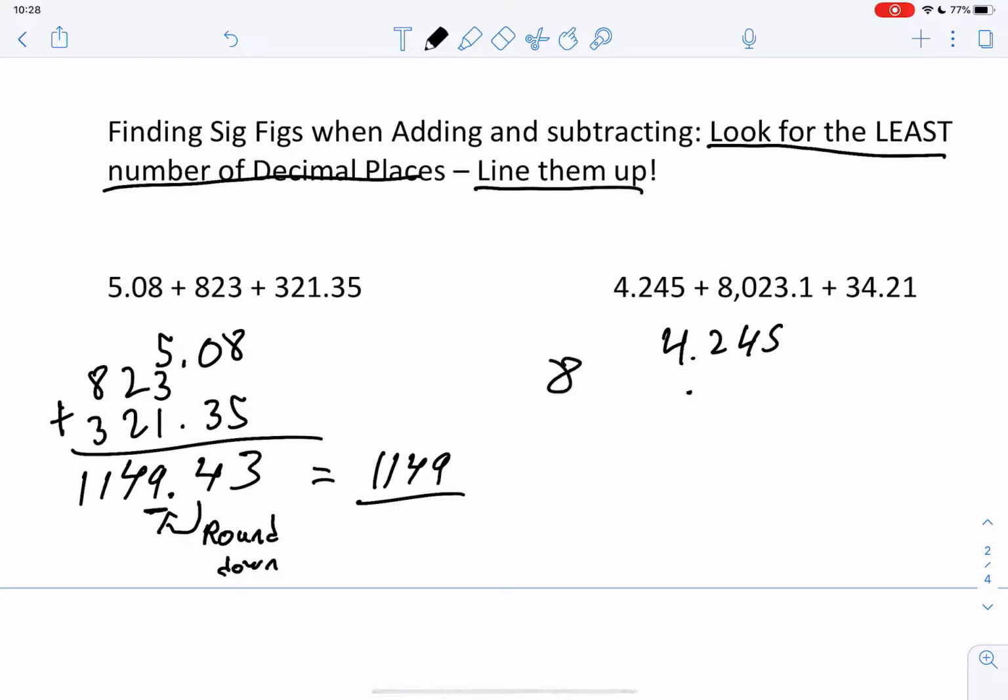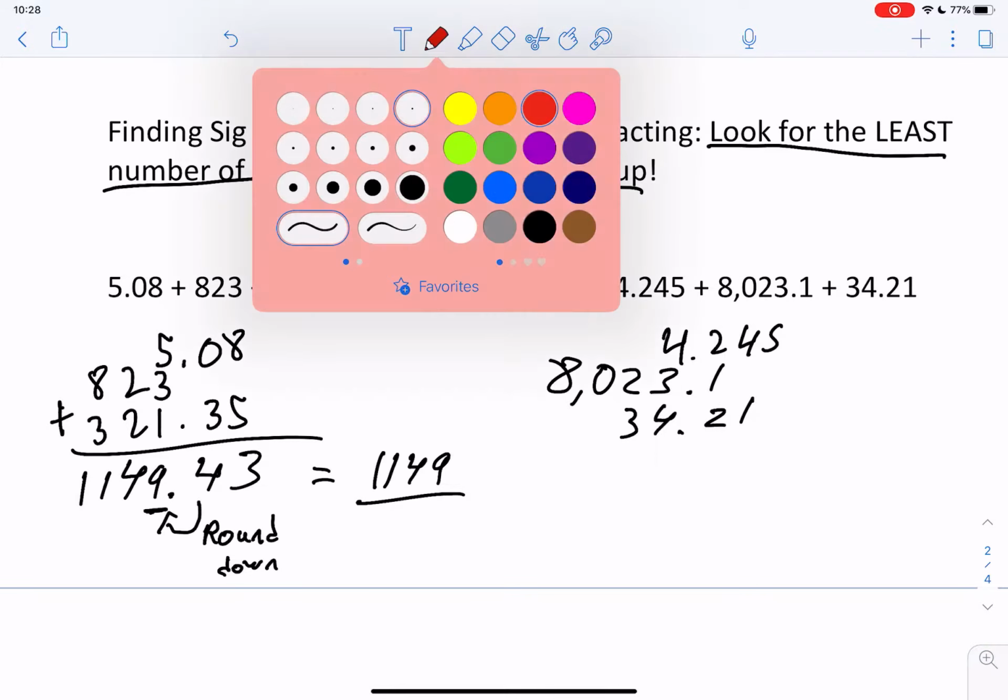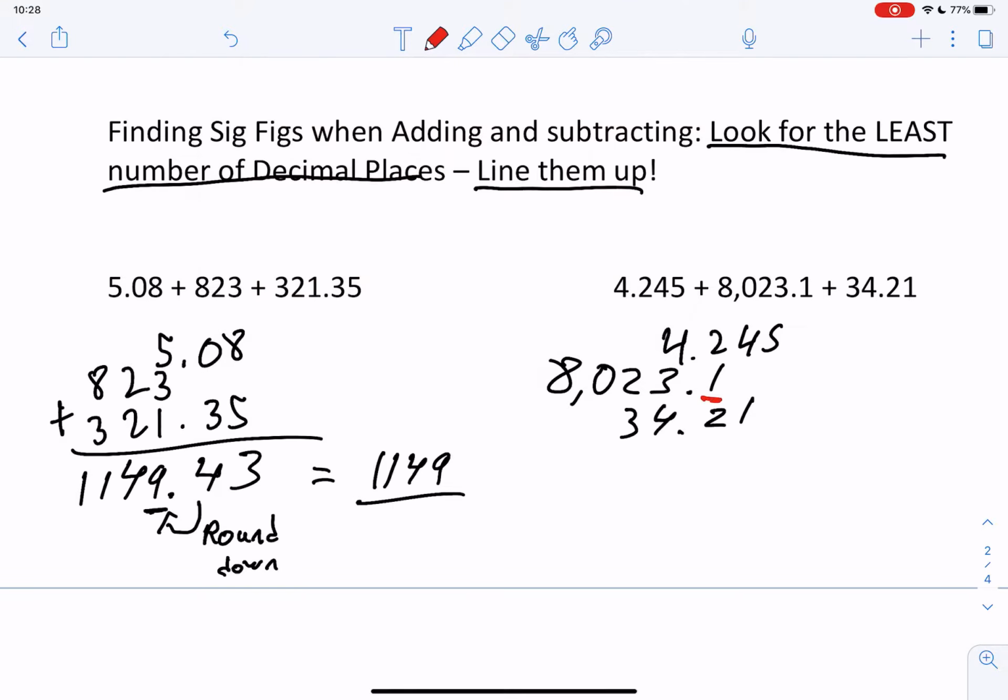Next one I have 8,023.1. And the last one is 34.21. So I'm going to line it up based off of this one. This is how far I'm going to go for my final answer. You can always just solve for the number, find the lengthy number, and then get the significant figures after the fact. So if we add all of this up, we should get 8,061.555.